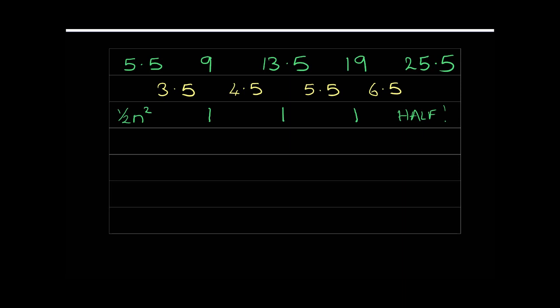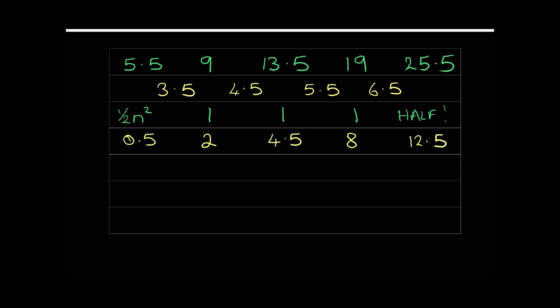So when n is 1, n squared is 1, and half of 1 is a half. I'll do it decimal so it works with what's above better. Okay, so when n is 2, n squared is 4, and a half of 4 is 2. N is 3, n squared is 9, and half of 9 is 4.5. N is 4, we get n squared, which is 16, and half of that is 8. And then n is 5, square that, that's 25, half of that is 12.5.